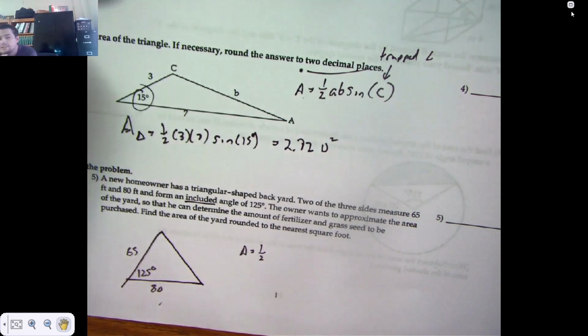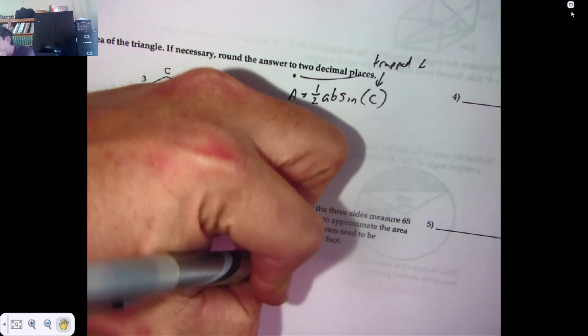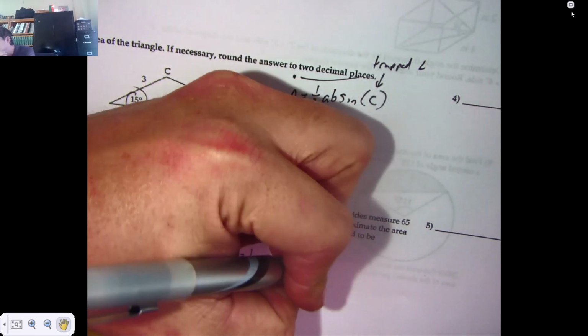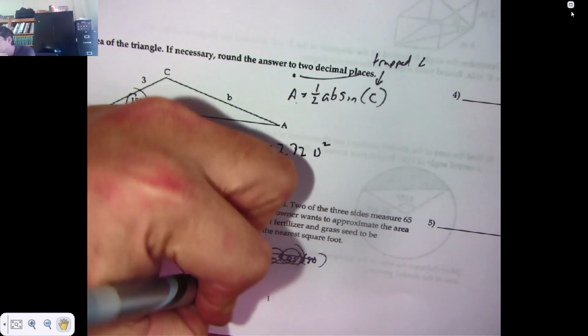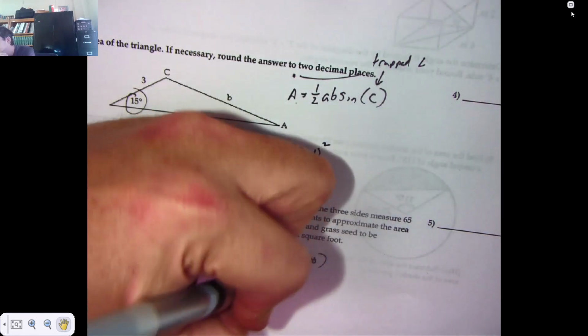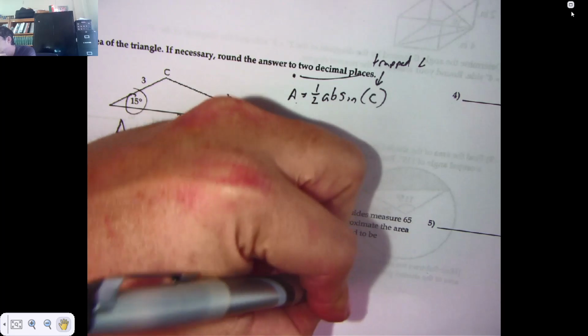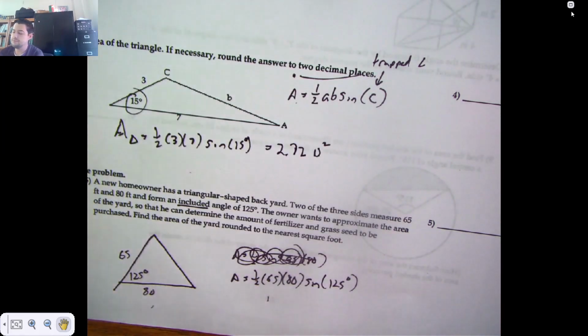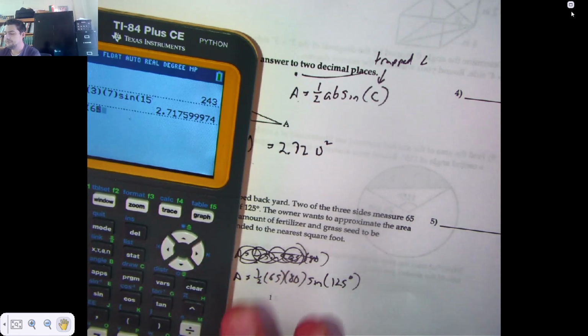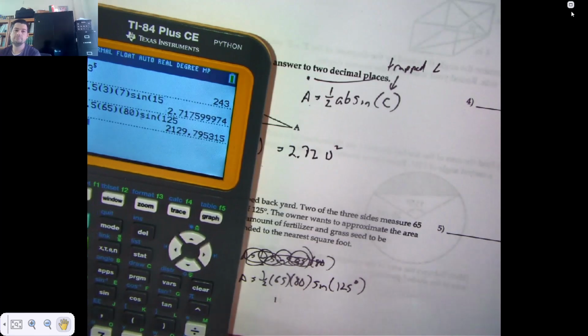Although in the land measurement contest, they never ever do trig. So 1/2 times 65 times 80. Oh, I must be out of it today. I put the sine in the wrong spot, didn't I? Times the sine of 125 degrees. And then I get to push buttons: 0.5, 65, 80, sine 125. There you go. 2,129.80. Oh, they want the nearest foot. 2,130 square foot.